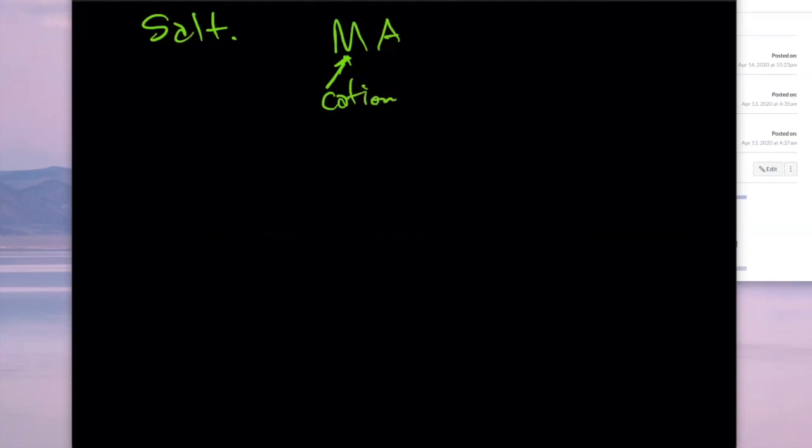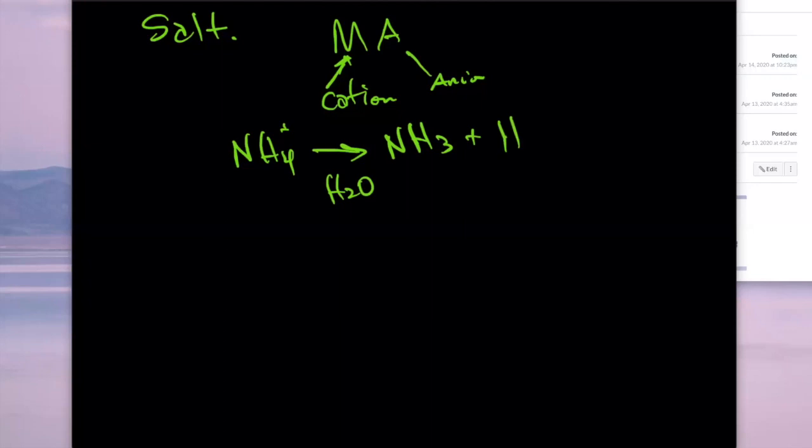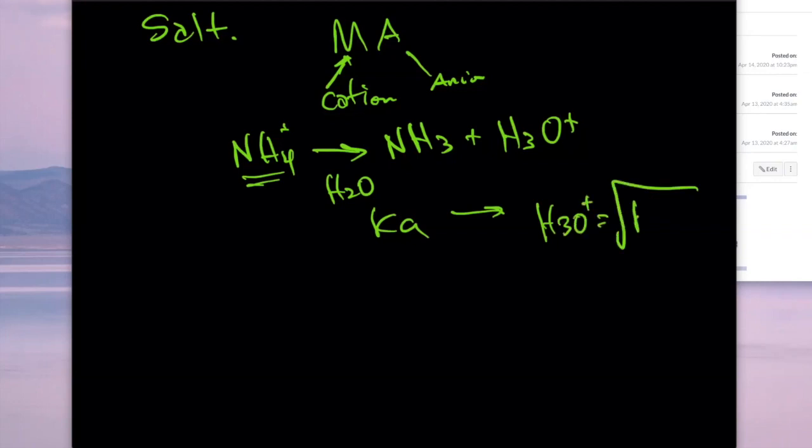an anion. If the cation is generally NH4 plus, then that will react with water. Water is always in here to produce NH3 plus hydronium, because NH4 plus is a weak acid. That's a Ka. And if you have that, then again, you can just say hydronium is equal to the square root of Ka times the initial concentration of NH4 plus.